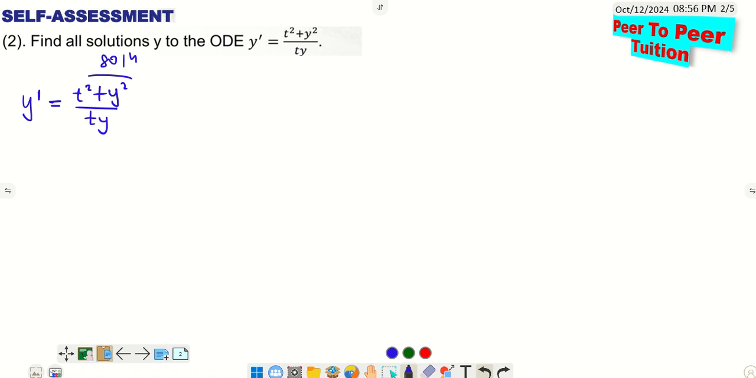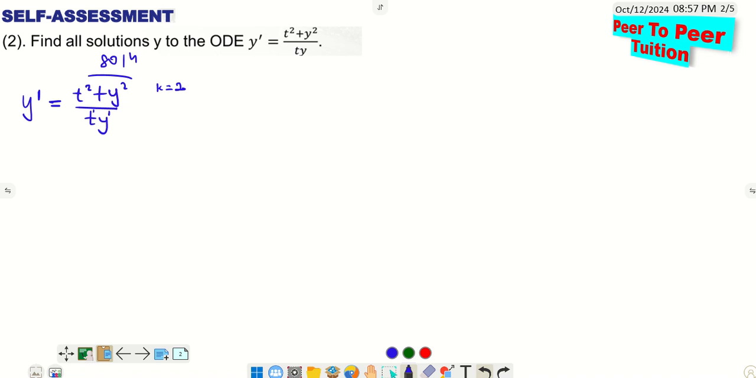you could see that each term has a degree of 2. This is 2, this is 2. Here the t is to the power 1, the y is to the power 1. If I add them, it's also 2. Therefore, I can say that this is homogeneous of degree 2. So the degree is going to be 2.